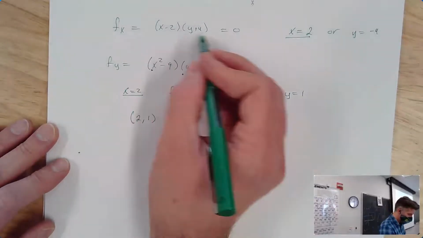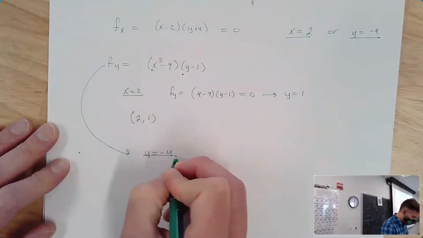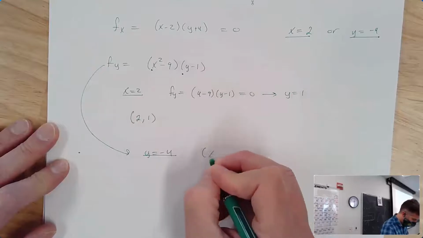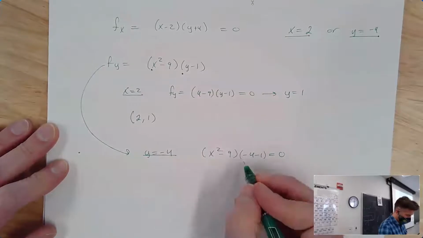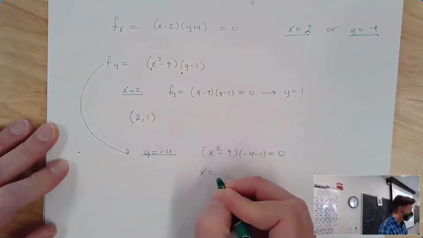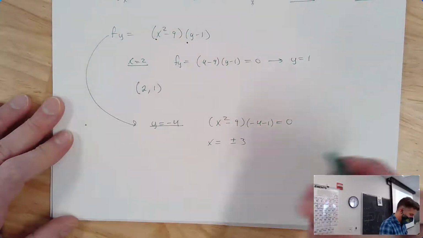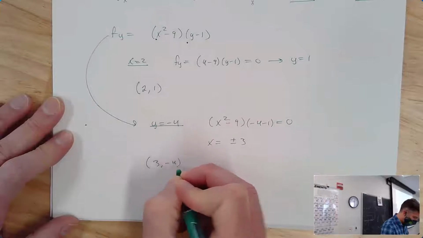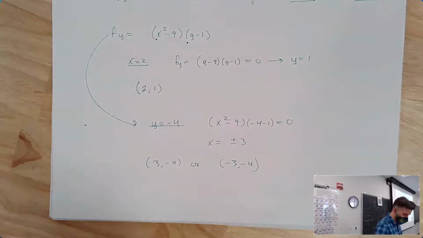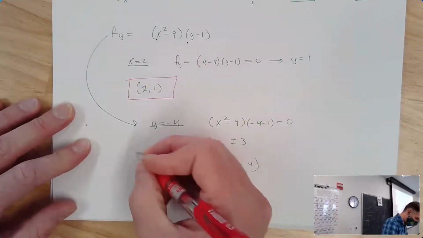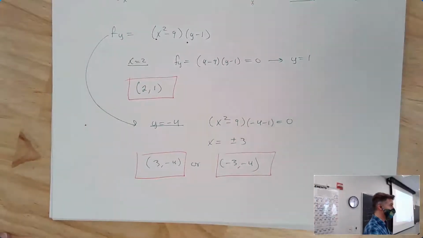Or, if I want this to be 0, y could be negative 4. So if y is negative 4, then I plug that in here, and I get x squared minus 9 times negative 4 minus 1 equal to 0. That can't be 0, but this can. x could be plus or minus 3. So my critical points from this selection are 3, negative 4, or negative 3, negative 4. Each of these 3 points makes both of these partials 0 at the same time.